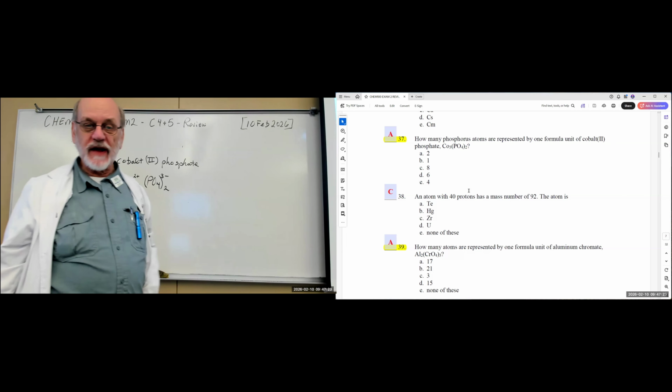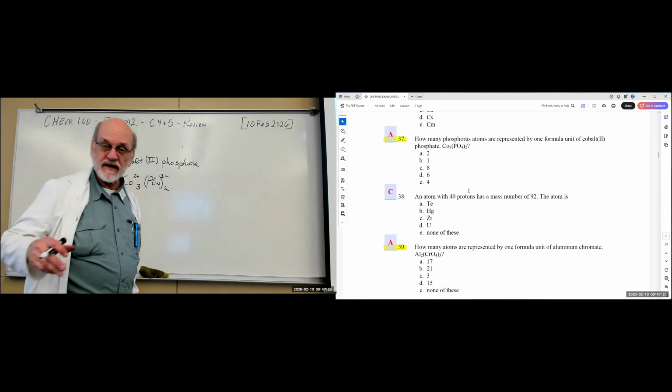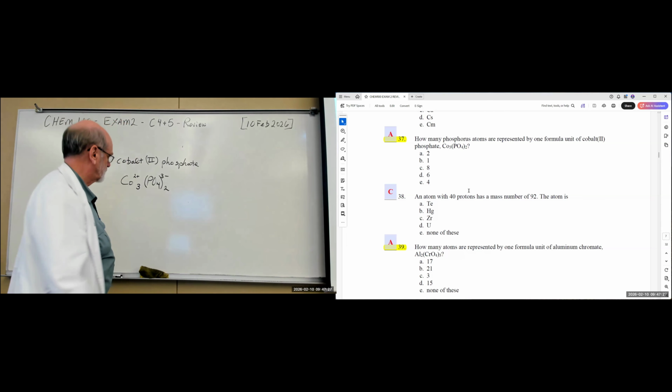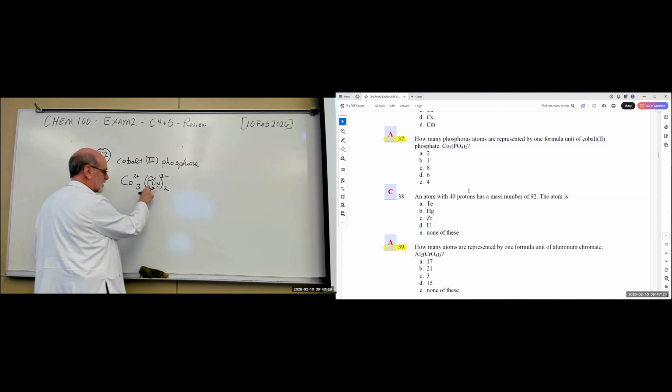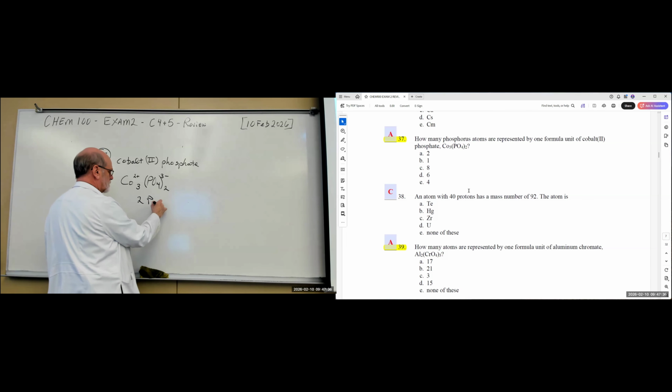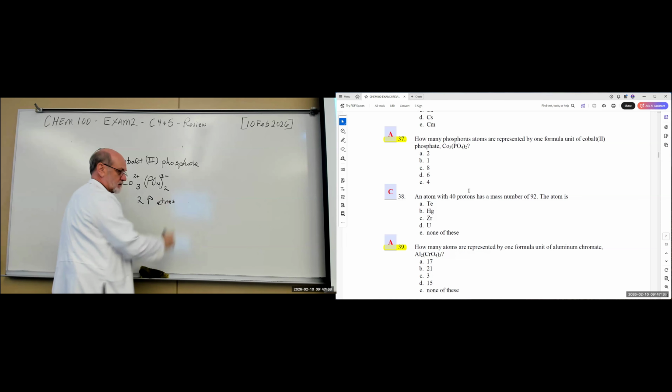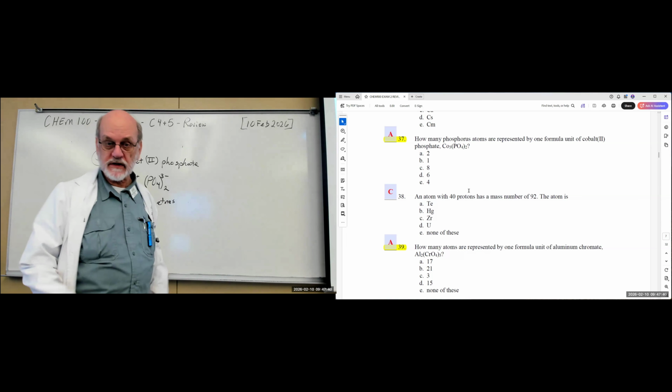All right. So now that we have the formula, the question is, how many phosphorus atoms? Well, there's 1 phosphorus atom here, and we have 2 groups. So we have 2 phosphorus atoms. Right? 2 phosphorus atoms.